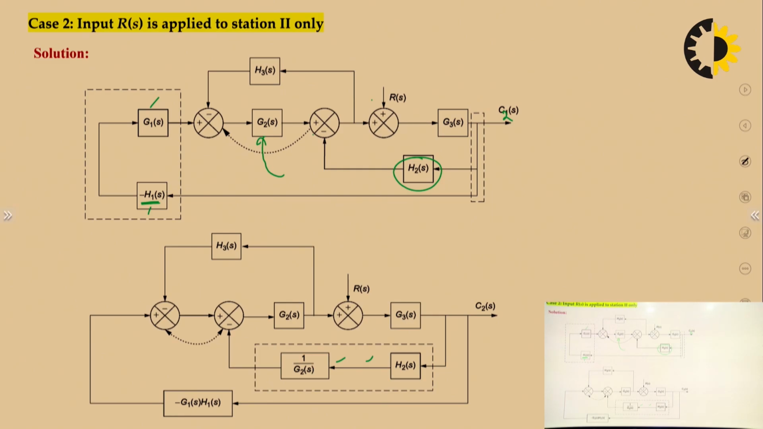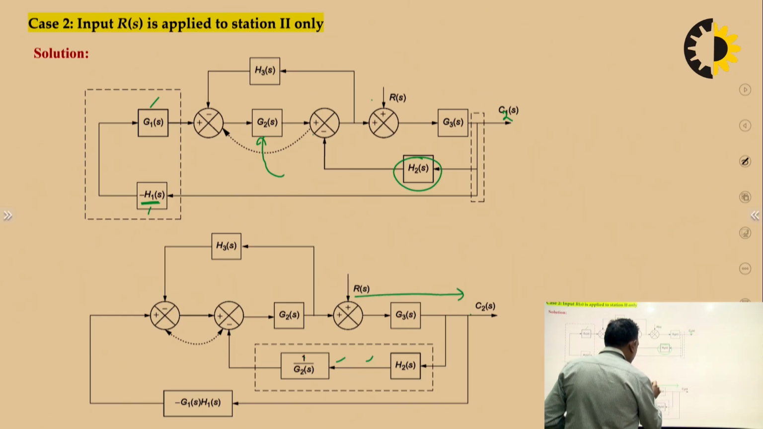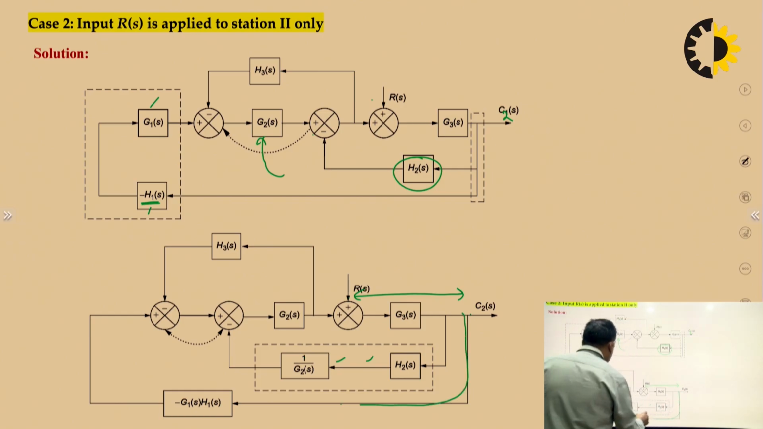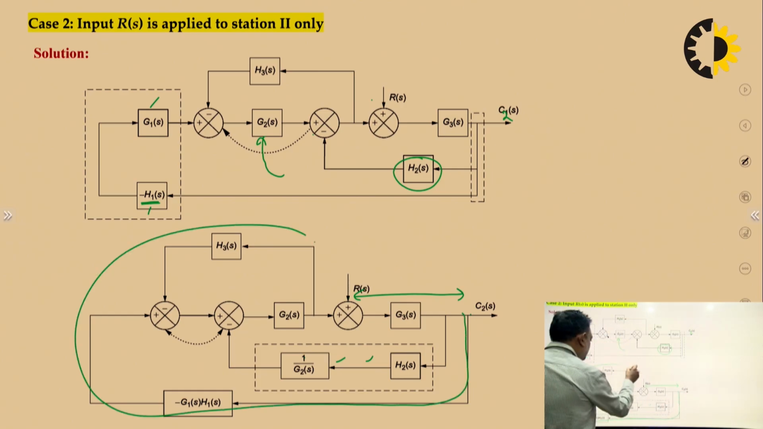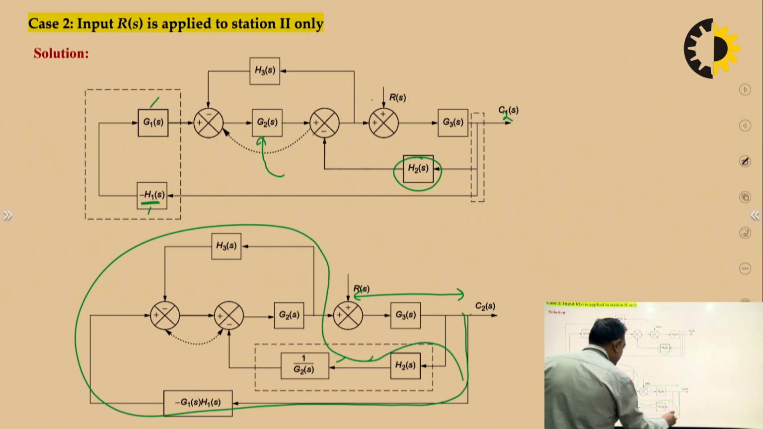Now you can see these two are in cascade. Here it is important to note that this is the input and this is the output. So the portion from here to here is the forward path, and all the remaining things from here to here, the complete system, will act as a feedback system. Now we will solve it.